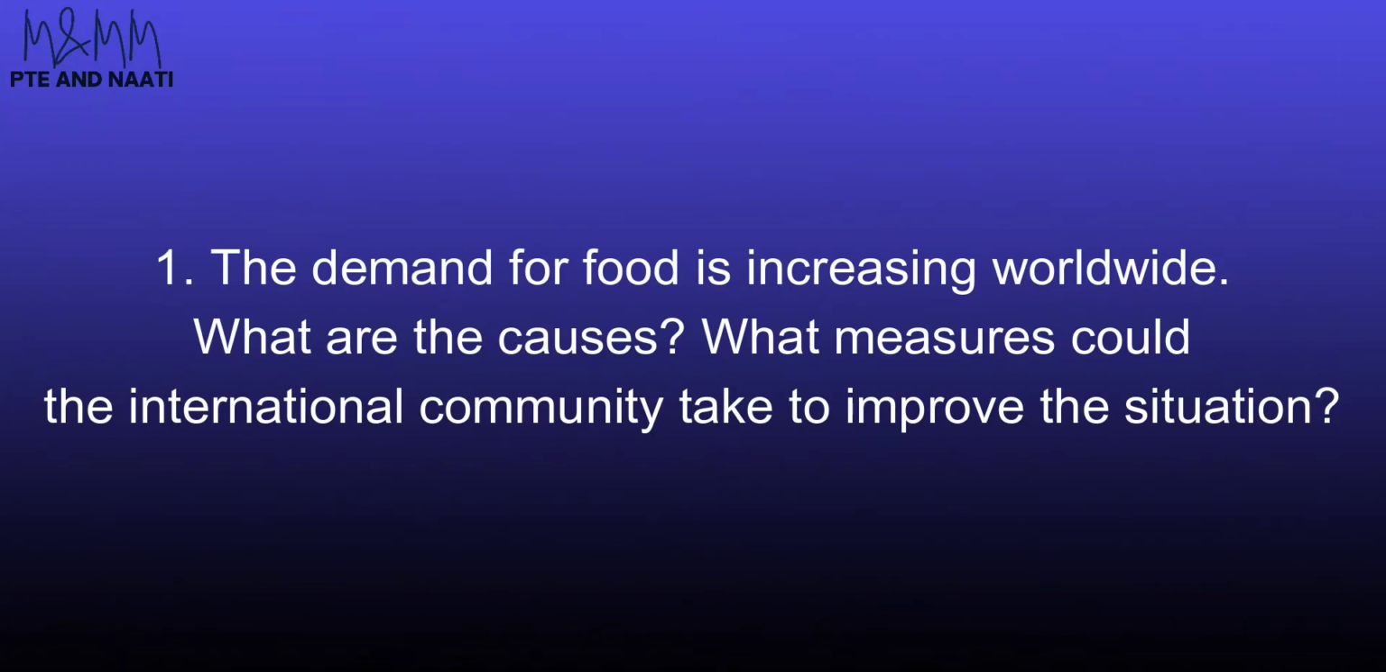The first one is: the demand for food is increasing worldwide. What are the causes? What measures could the international community take to improve the situation? Now, first things first, I have read the essay title. I have to identify which type it is. Now, I know it is a problem solution essay. If you are not sure why, the simple reason is the word causes. If you see the word cause, it's a problem solution essay, straight away.